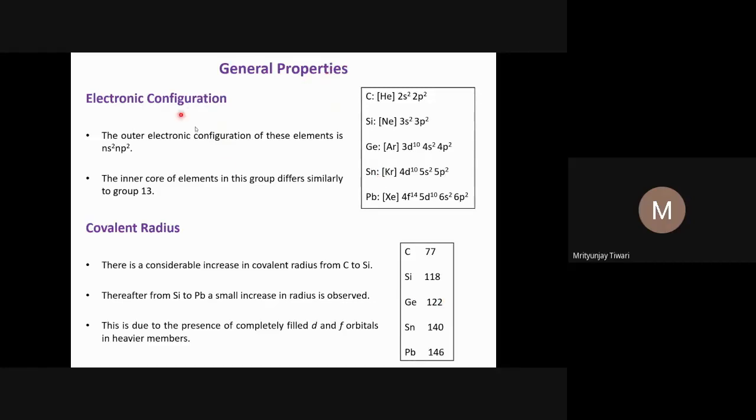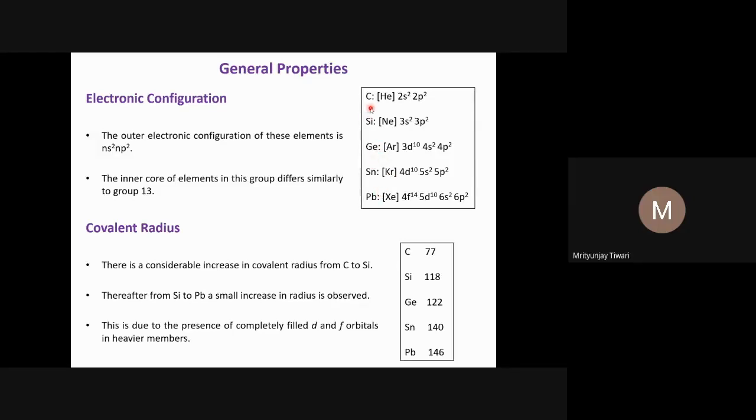Let's look into the general properties of group 14 elements. Let's first see the electronic configuration. Group 14 elements, as we know, are carbon, silicon, germanium, tin, and lead. We will not study flerovium because, other than its electronic configuration, its other properties are not known, not determined or measured, so that's not important for us. The outermost electronic configuration of these elements is ns2 np2, the general electronic configuration for all the elements in group 14, the carbon family.